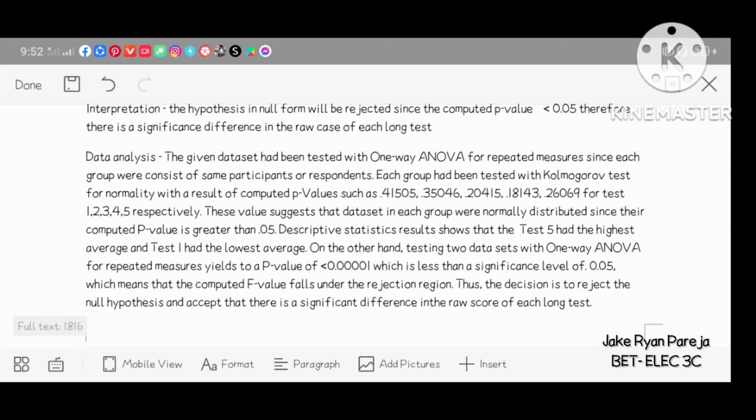Descriptive statistics results show that test 5 had the highest average and test 1 had the lowest average. On the other hand, testing the data sets with one-way ANOVA for repeated measures yields a p-value of less than 0.0001, which is less than the significance level of 0.05. This means that the computed F value falls under the rejection region. Thus, the decision is to reject the null hypothesis and accept that there is a significant difference in the raw scores of each long test.